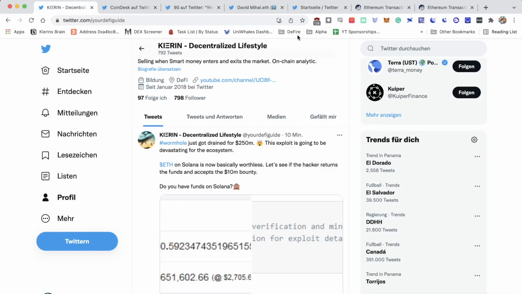I've got some breaking news. The Wormhole bridge that allows people to move funds from Ethereum to Solana has just been exploited for over $250 million. Around 80,000 ETH have been drained from that bridge.